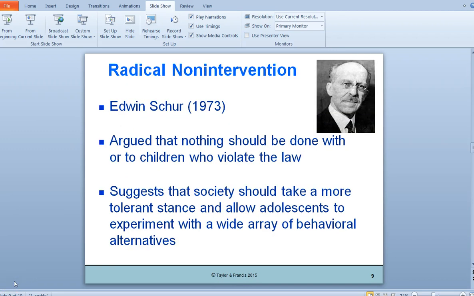And Edwin Schur thought that society and the system should react to juvenile delinquents and adolescents differently. He argued that nothing should be done with or to the children who violate the law, and that society should take a more tolerant stance and allow adolescents to experiment. In other words, they're growing. We shouldn't punish them. We shouldn't do anything but let them experiment with their behavioral alternatives.